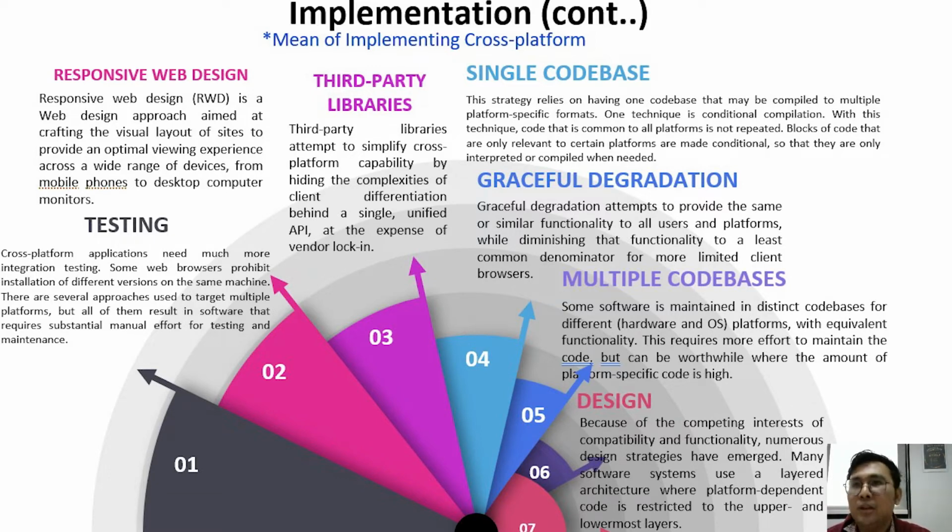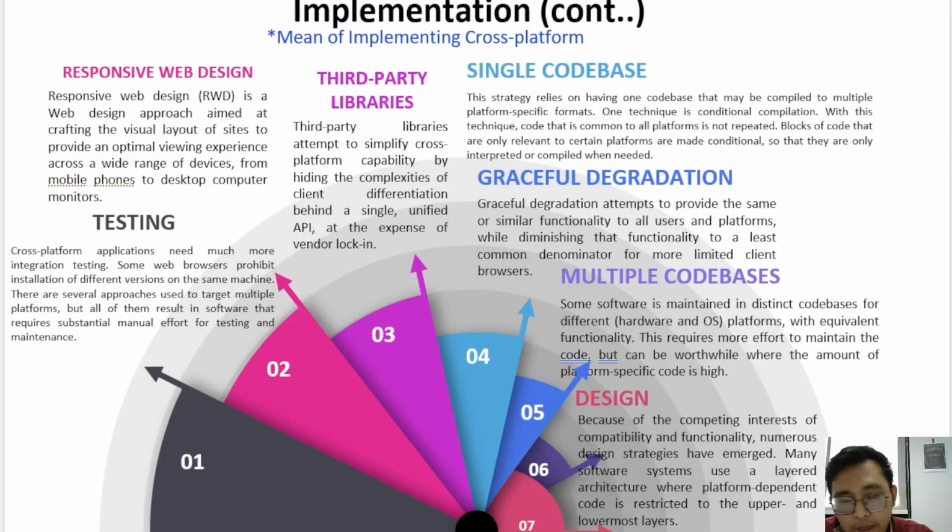responsive web design process. After that, we also need to make sure that our third-party libraries are added to the collection of our software development kits, where third-party libraries could be used to simplify cross-platform capability by hiding the complexity of client differences behind a single unified API, at the expense of probably vendor lock-in, where it would only be usable with certain vendors that give us the power of third-party libraries.